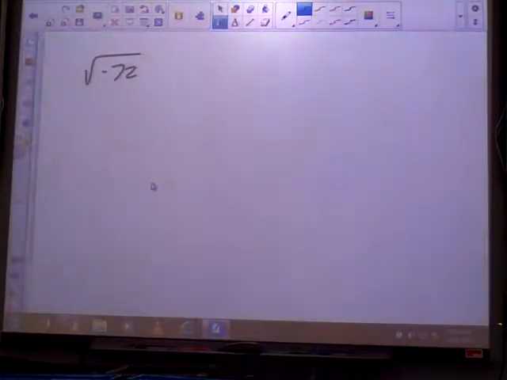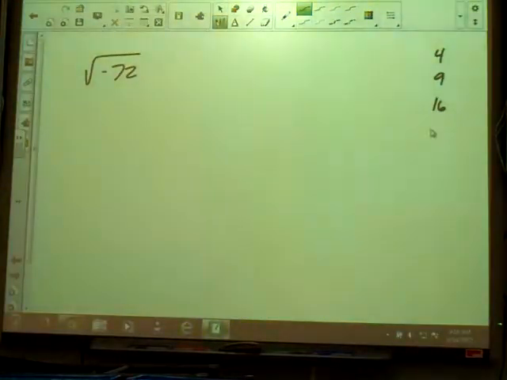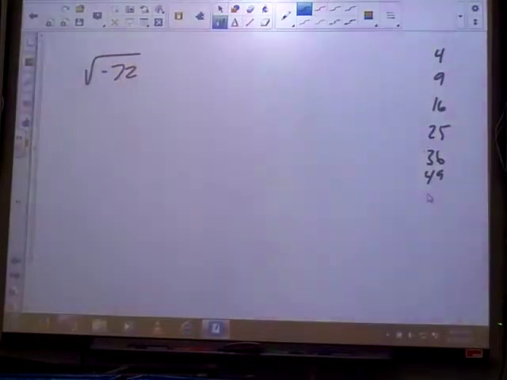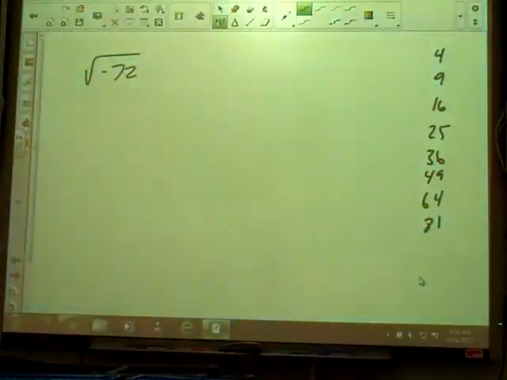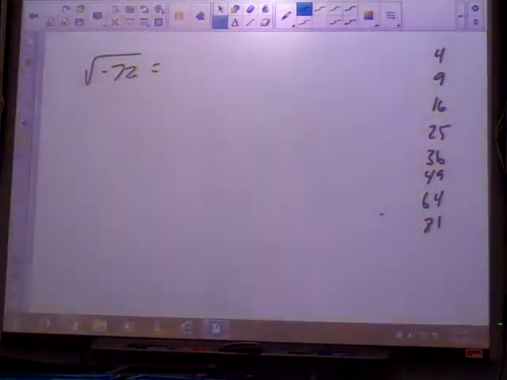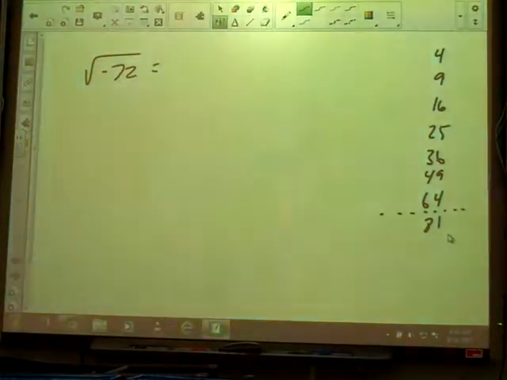If I start listing some perfect squares over here on the side, I know 1 squared is 1, 2 squared is 4, 3 squared is 9, 4 squared is 16, 5 squared is 25, 6 squared is 36, 7 squared is 49, 8 squared is 64, 9 squared is 81. I didn't hit a 72 in there anywhere. I jumped over it, so it's not a perfect square. So I have to see if any of these, and it's got to be smaller to go into it, will go evenly into 72.